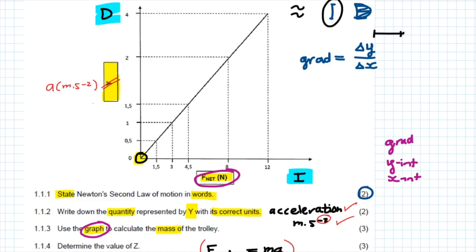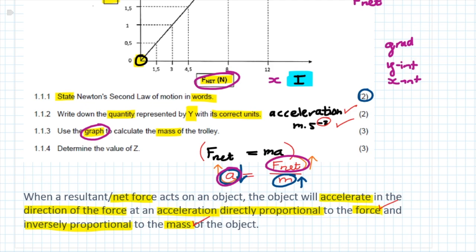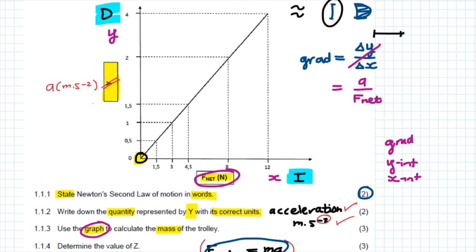In this case, instead of having change in y over change in x, we see that on the y-axis, where we have the dependent variable, we have acceleration, and on the x-axis, where we have the independent variable, we have the net force. Acceleration divided by net force can be found, or we can try to find a link between that and mass by taking a look at this formula. If we take that formula and manipulate it, we have F net equals ma. Let's divide by acceleration, then we have mass is equal to F net divided by a.